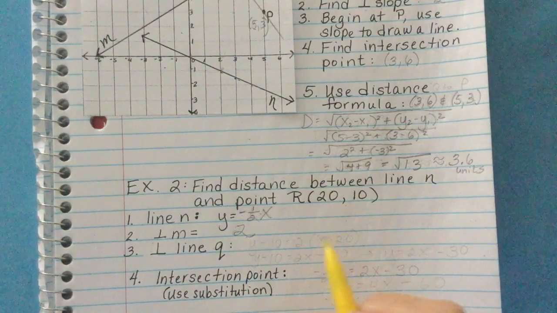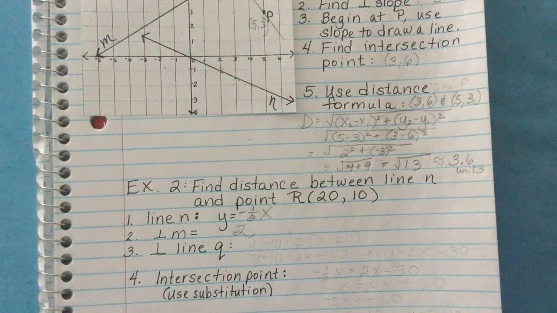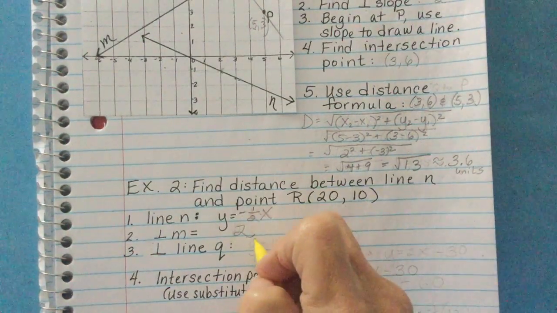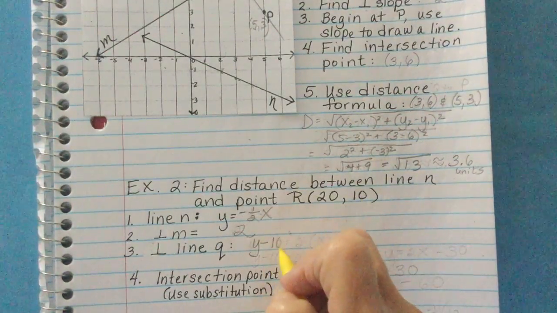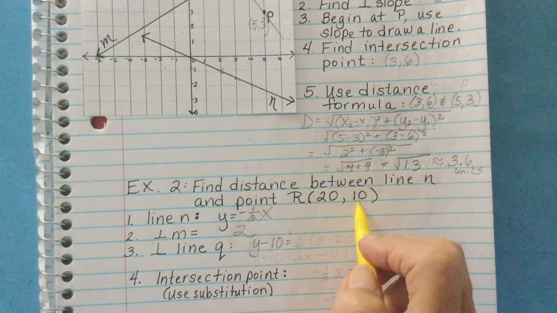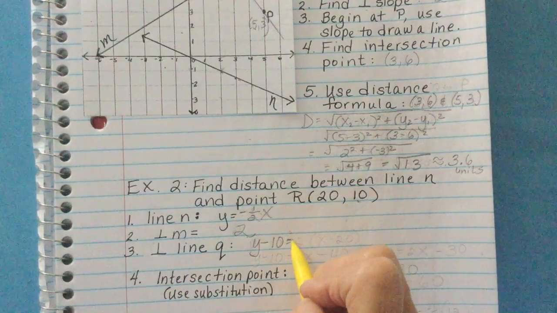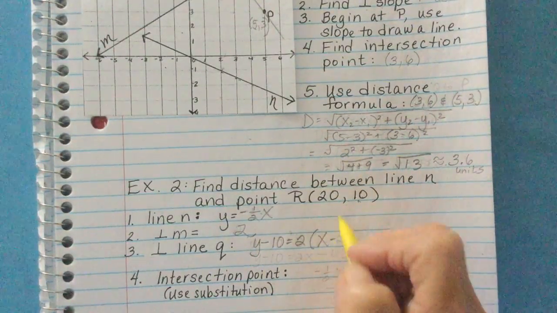So now I need the perpendicular line that I'm calling Q, and so I'm going to use point slope. I'm going to take y minus 10. That's the y of the point that we're creating the perpendicular line from. We're going to put in our perpendicular slope 2, and then x minus 20.